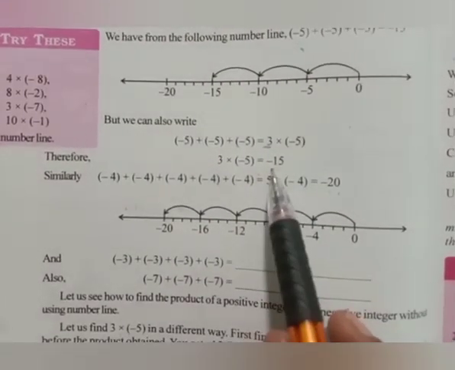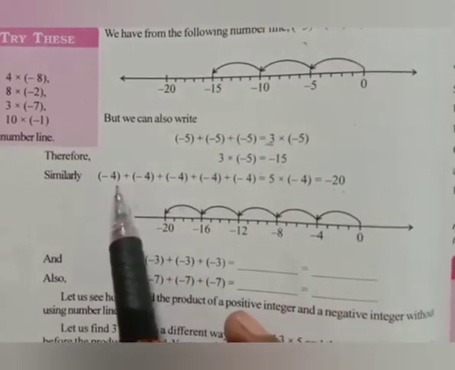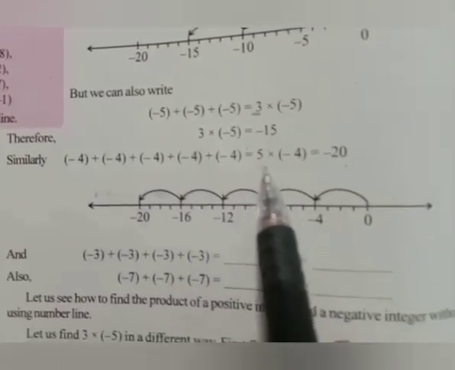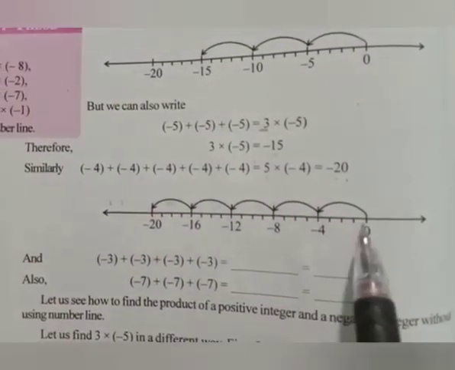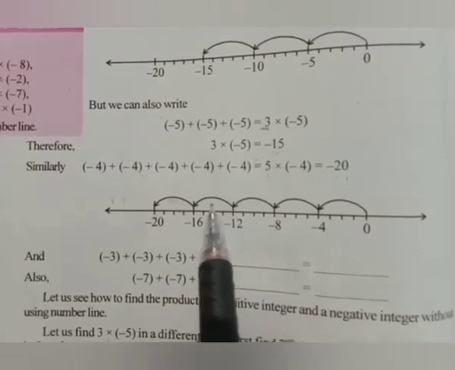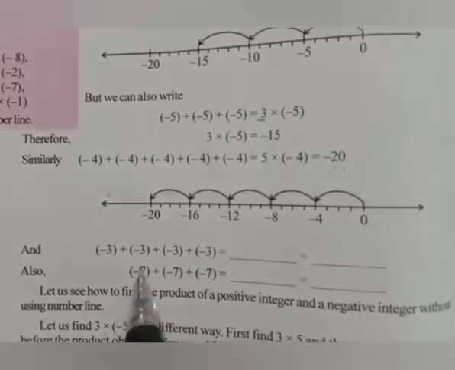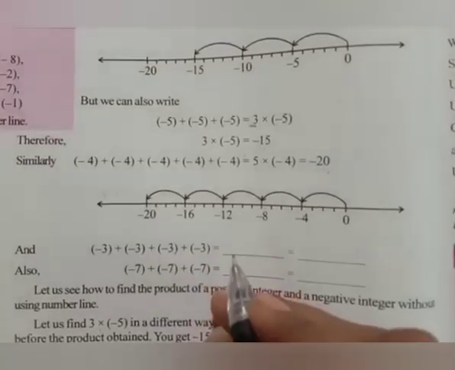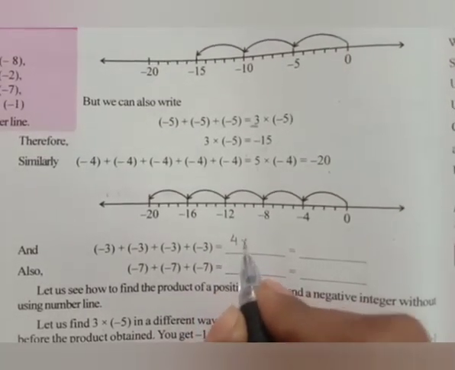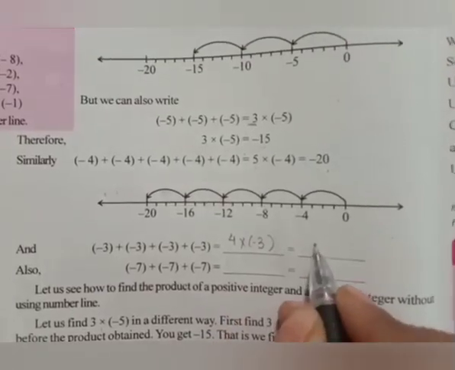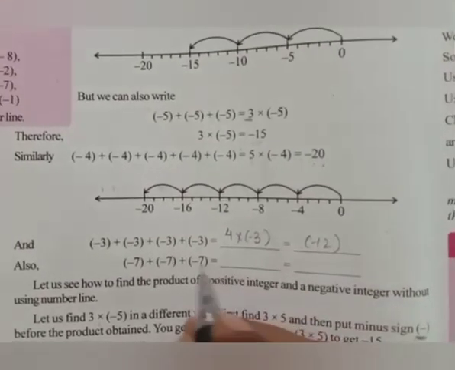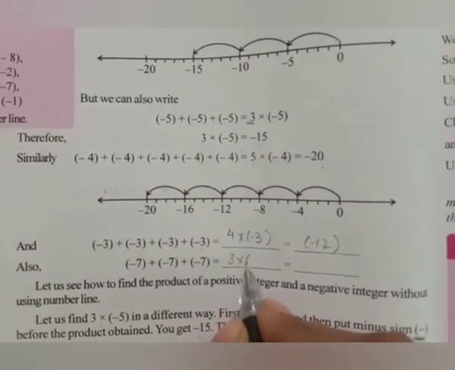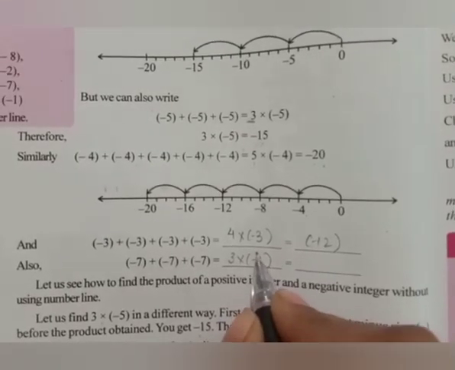In the same way, minus 4 is written 5 times, so 5 times minus 4 gives minus 20. For 4 times minus 3, we can write 4 into minus 3, which gives minus 12. In the same way, 3 times minus 7 gives minus 21.